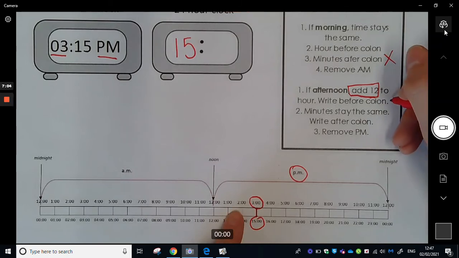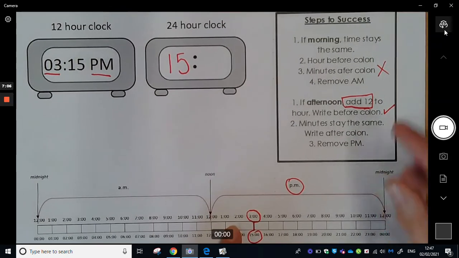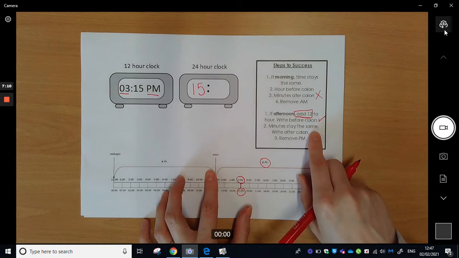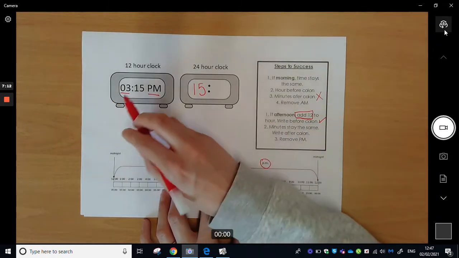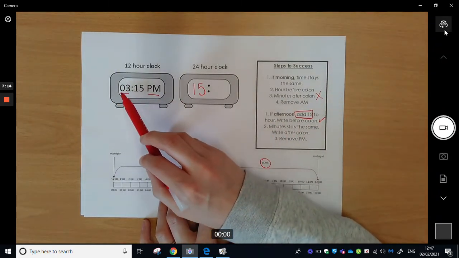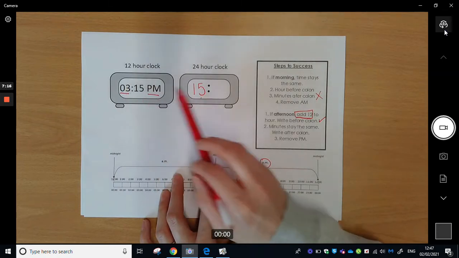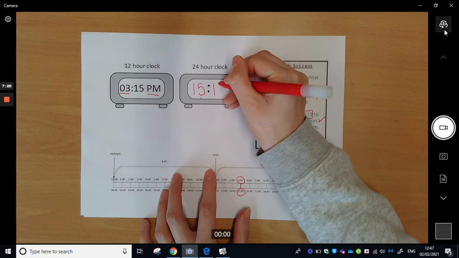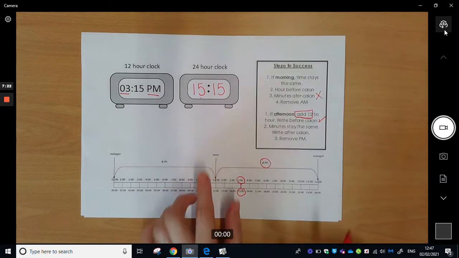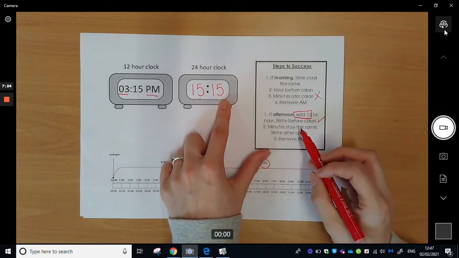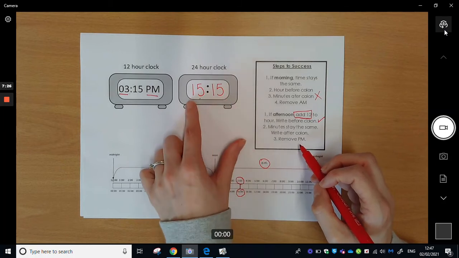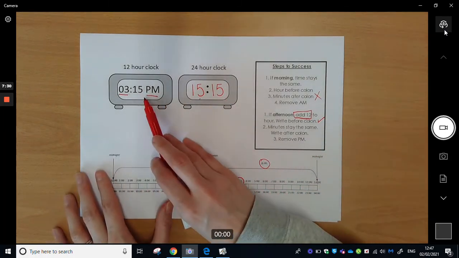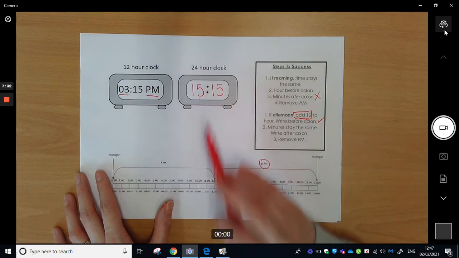Okay, so I've done the first step. Now my minutes need to stay the same, because the hour tells me whether it's AM or PM. The minutes wouldn't change. That doesn't make a difference to the time. It's still going to be a quarter past. So it's 15:15. Remember, I don't need to put PM on the end because that 15 tells me that it is PM. So 3:15 is the same as 15:15.